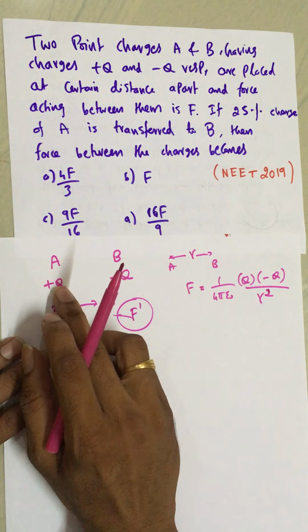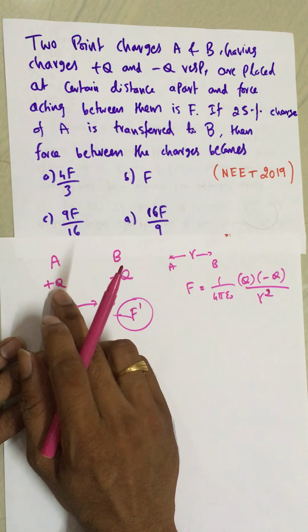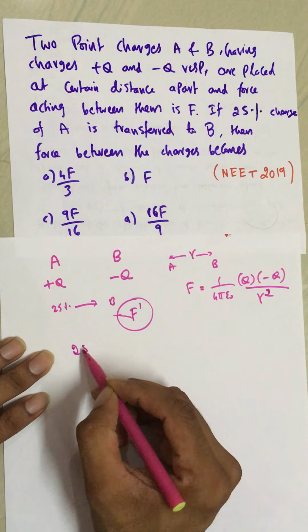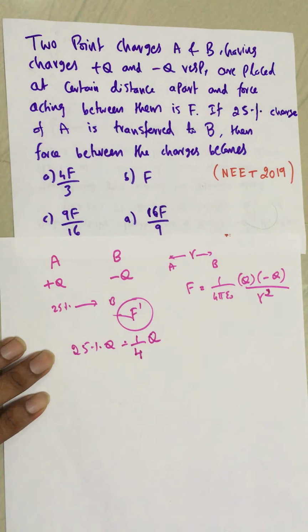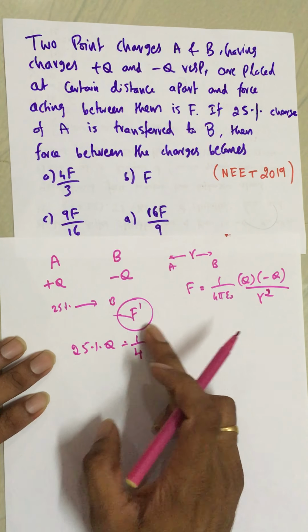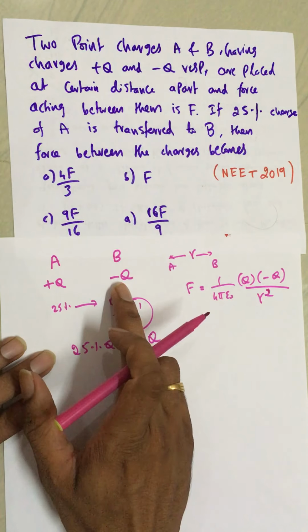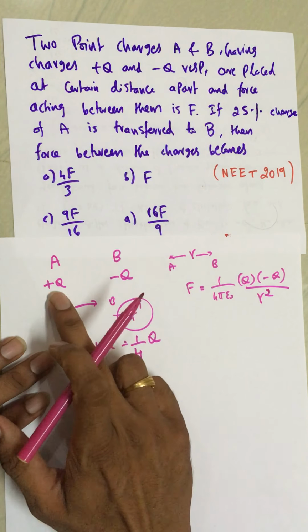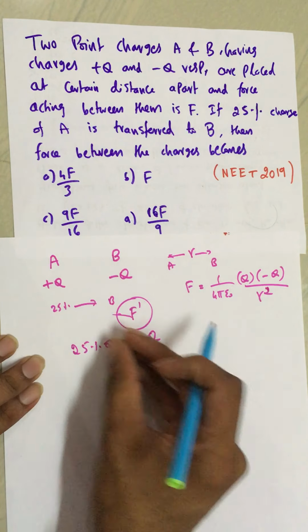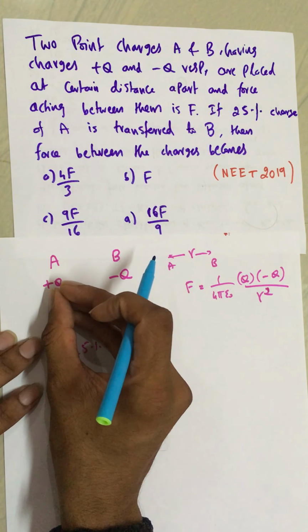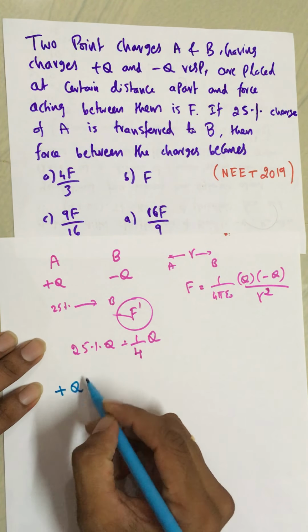Now how much is 25% of that? 25% of A's charge, that means 25% of plus Q, is just 1 by 4th of Q. So this 1 by 4th of Q is given to B. That means A loses 1 by 4th of Q and B gains 1 by 4th of Q. A had plus Q, now it has lost 25%, so it loses 1 by 4th of Q.